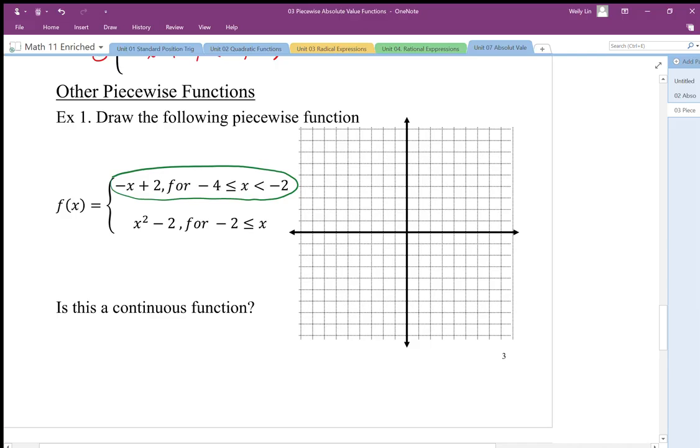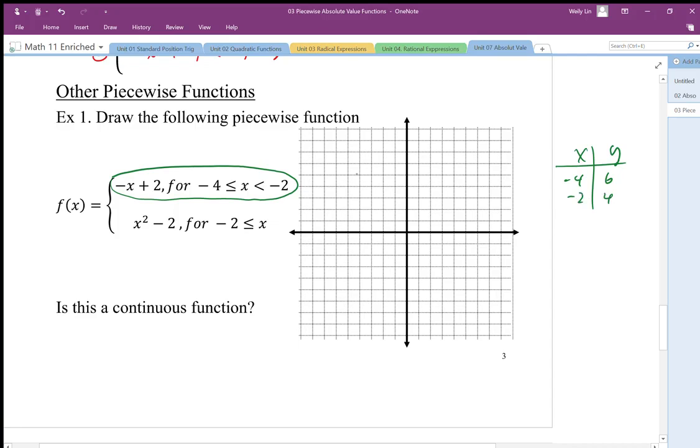So between negative 4 and negative 2, we have values. This is a linear function with slope negative 1 and y-intercept of 2. So I'm just going to do a quick table of values here. And really I want the endpoints here. So from negative 4 to negative 2, I'm going to plug in negative 4. That gives me positive 4 plus 2 is 6. So negative 4, positive 6. And my other endpoint is going to be negative 2. So negative of negative 2 is 2, plus 2 is 4. So negative 2, positive 4.